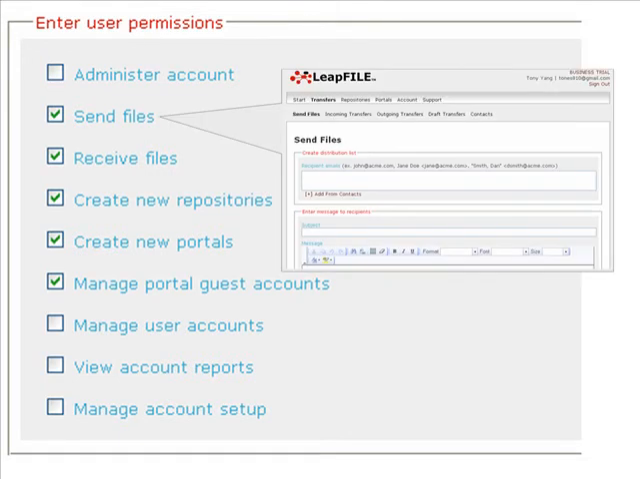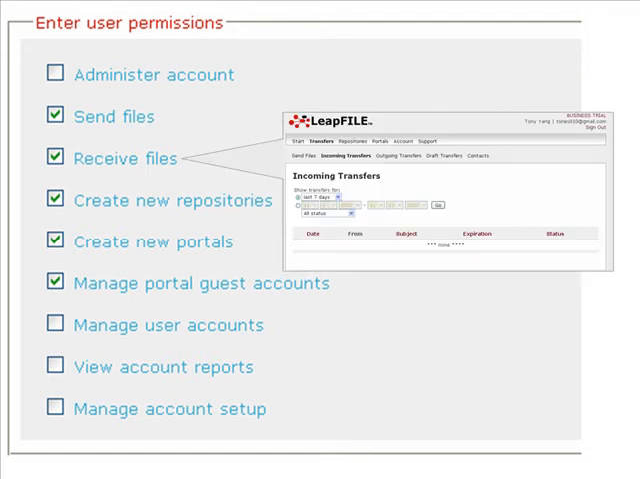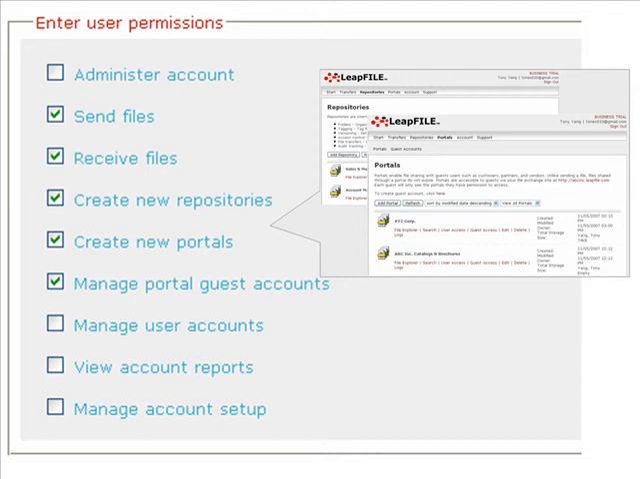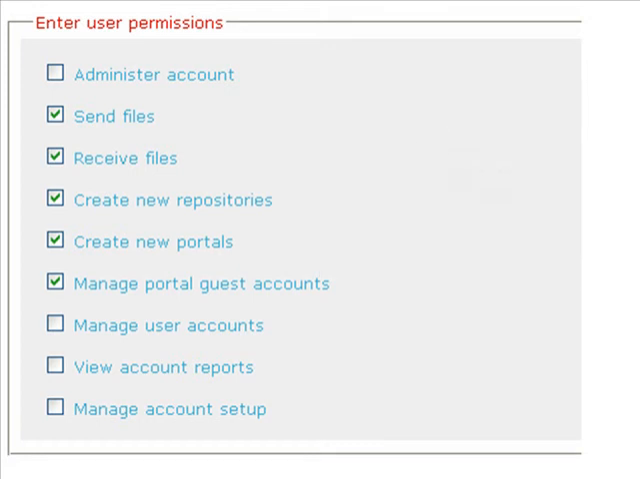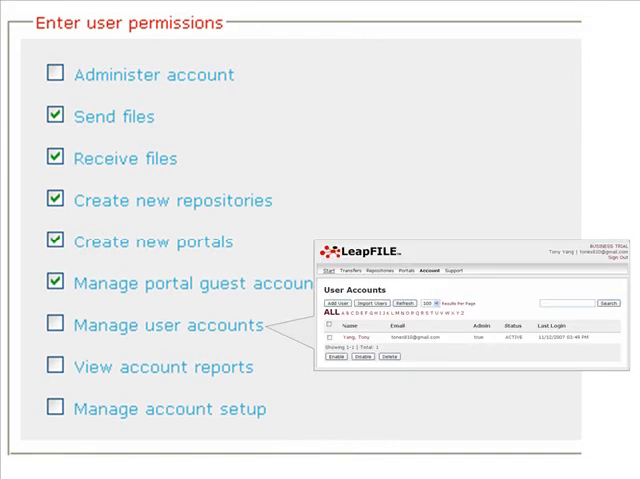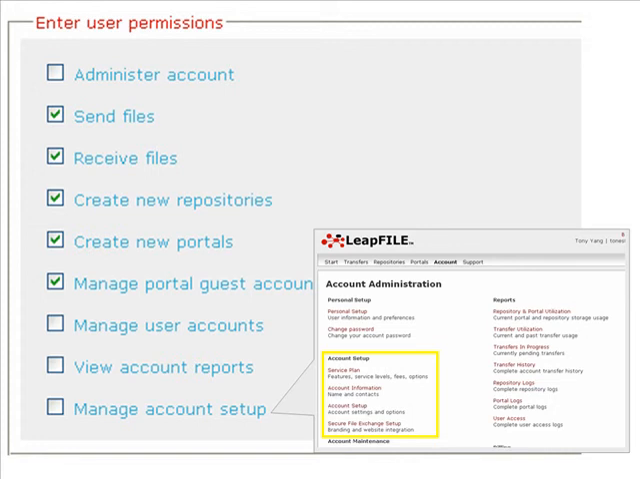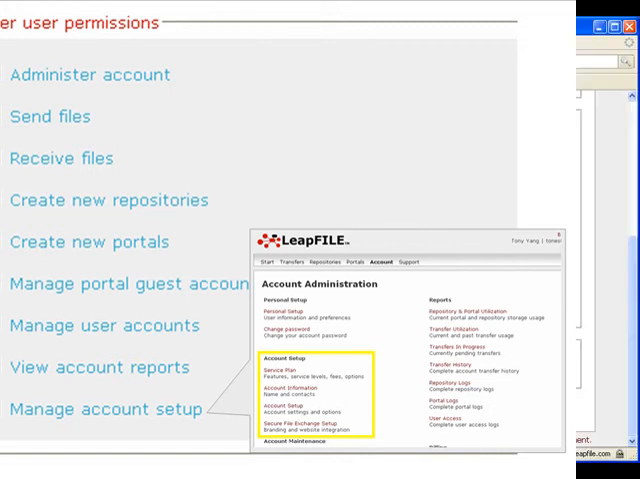Send Files allows the user to set up an outgoing transfer to send files to outside recipients. Receive Files allows the user to get incoming transfers from guests. Create new repositories and create new portals lets this user access the repository and portal features respectively, only if your account plan has these features included. Manage Portal Guest Accounts allows this user to add, delete, and edit external guest accounts to portals. Manage User Accounts gives the permission to add, delete, and edit user accounts. View Account Reports lets the user view the various utilization and log reports. And Manage Account Setup gives the user access to the tools and settings under the account setup.